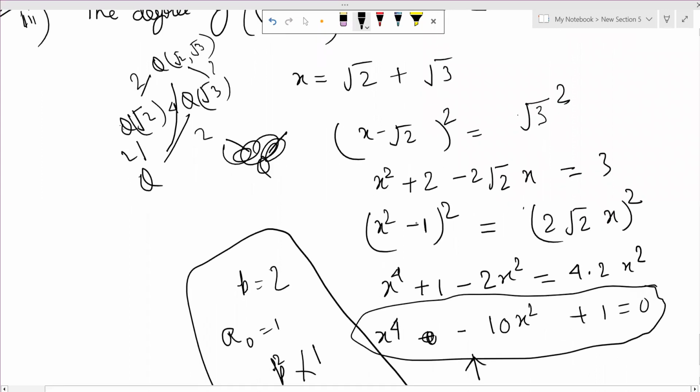This is the easiest way basically. If you are comfortable with field theory, you can use this tower argument. But if you are not, then you should go in this way.